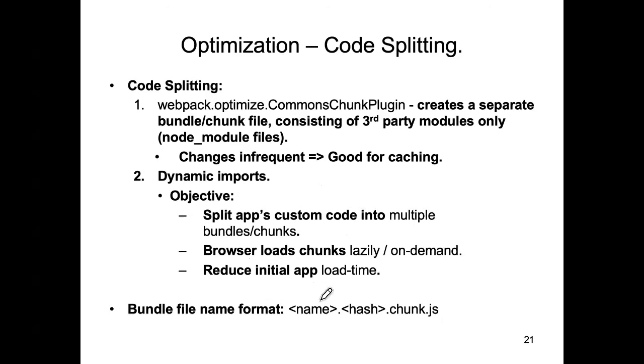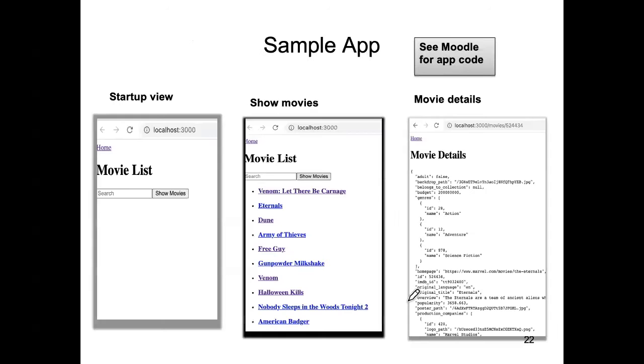Just as a by the way, we know this now, that the bundle file name format that Webpack produces follows this naming convention here. It gives a name to each chunk. Then it computes a hash for each chunk. I talked about that the last day. And the extension is always .chunk.js. So we're going to have a sample application to illustrate this.